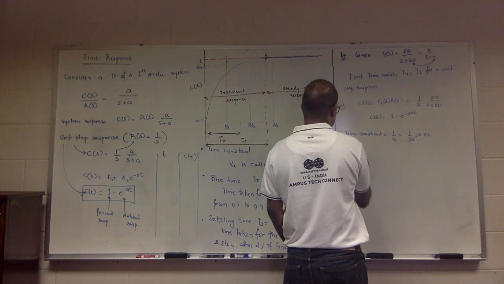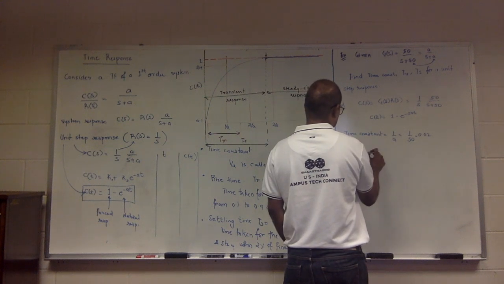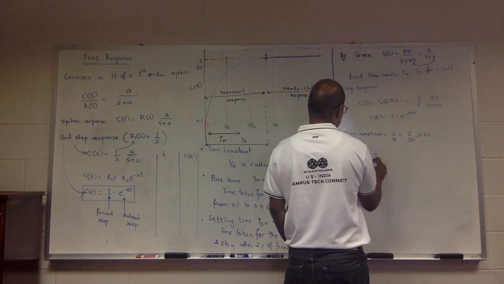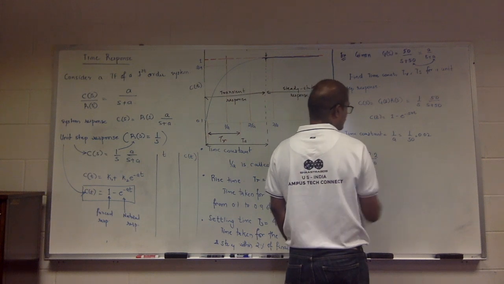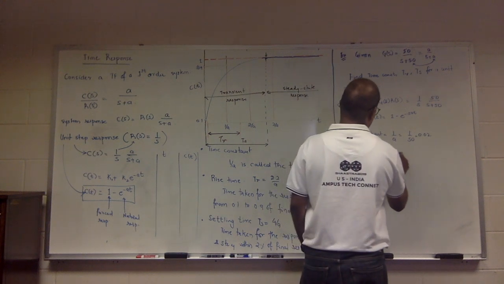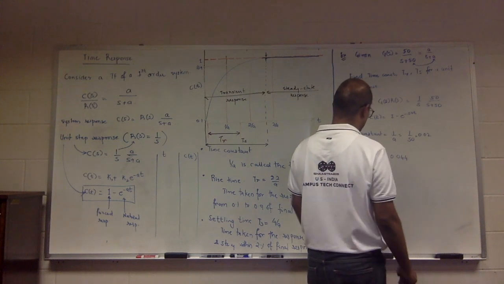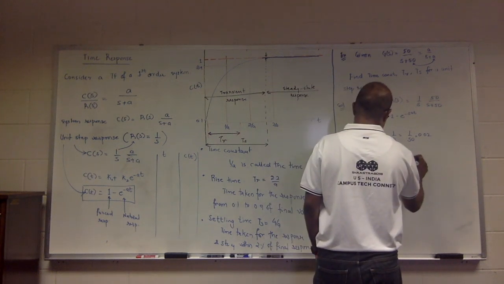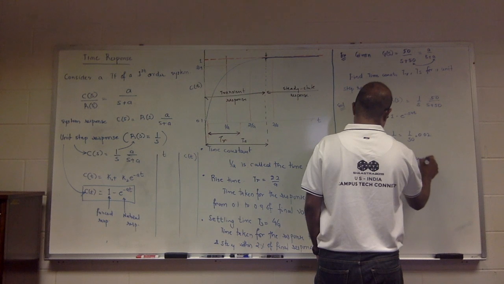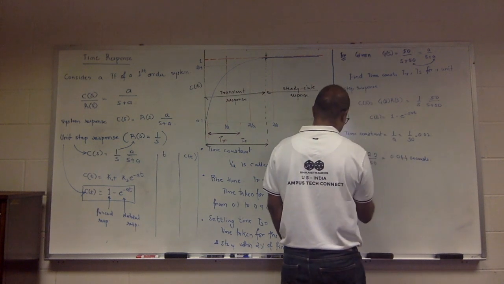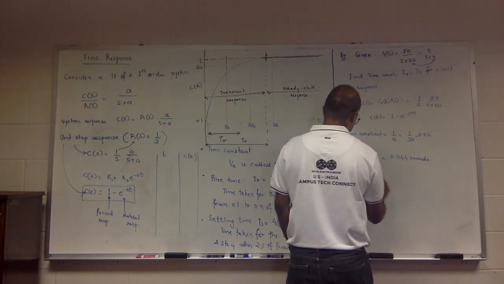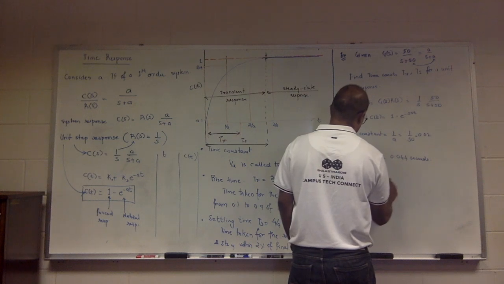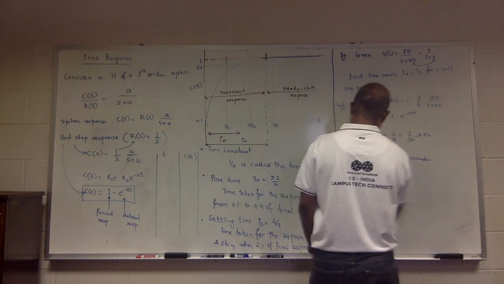What is rise time? It's 2.2 over A. 2.2 over 50. Okay? Or this is 0.044. What is the unit? Wouldn't it be seconds? Second. That's time. And last is 4 over 50. Settling time.